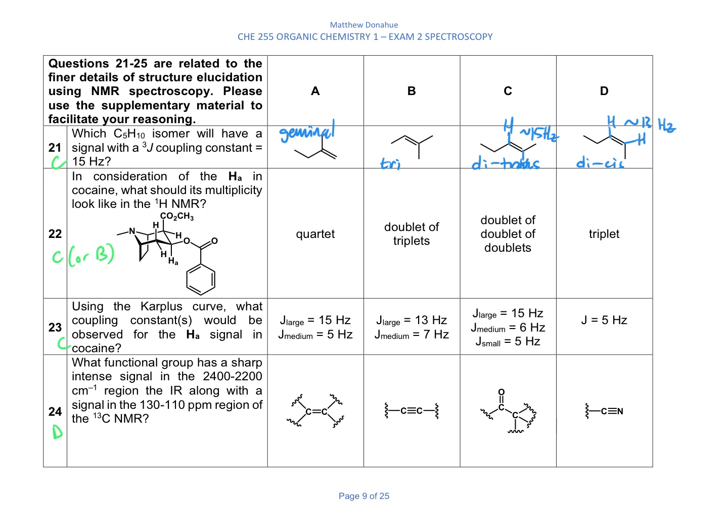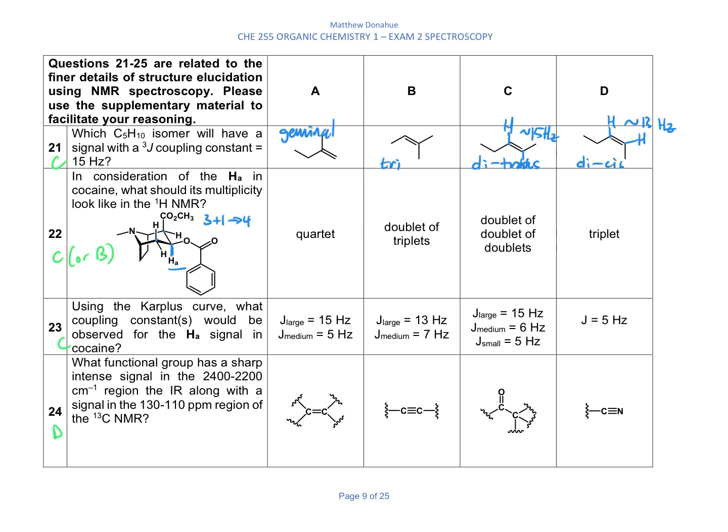So 22, in consideration of HA in cocaine, what should its multiplicity be like? So your first approximation, it's a unique set, so it's a singlet. You look at the neighbors, you have 1 neighbor there, and then the next you have 2 and 3. So 3 plus 1 gives you 4. However, the angular relationships of HA to those different hydrogens is different.